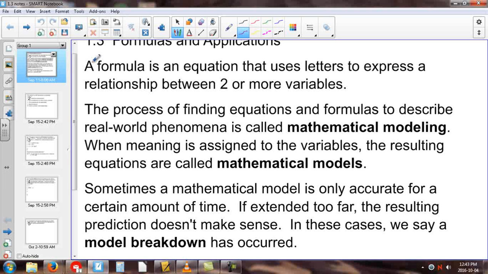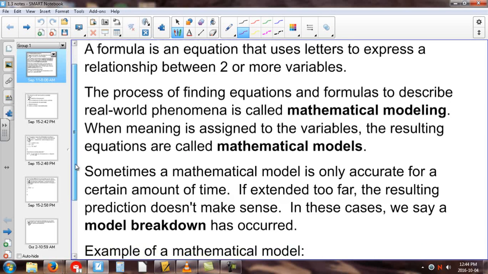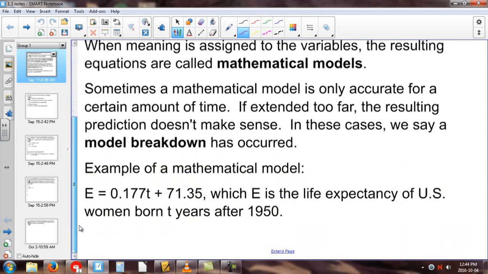The process of finding an equation or formula that describes a real-world phenomenon is called mathematical modeling. When we create a model, what we mean in math is that we've created an equation or formula that allows us to predict or describe the behavior of those quantities. Sometimes those models are not accurate forever.